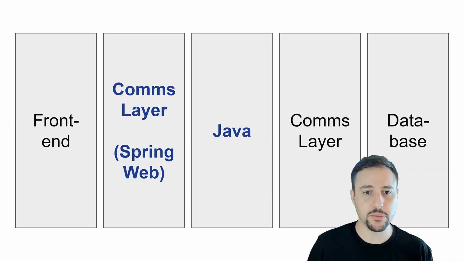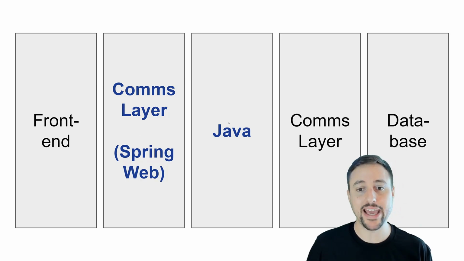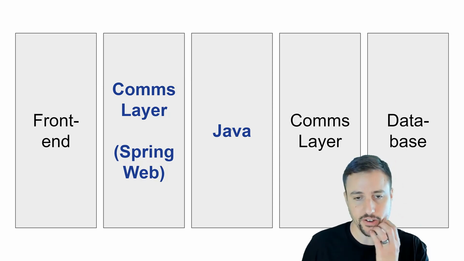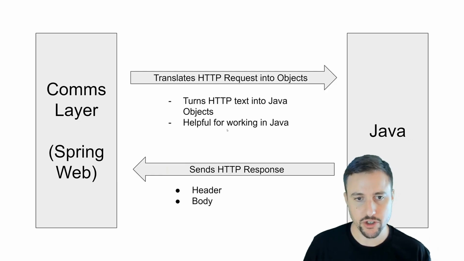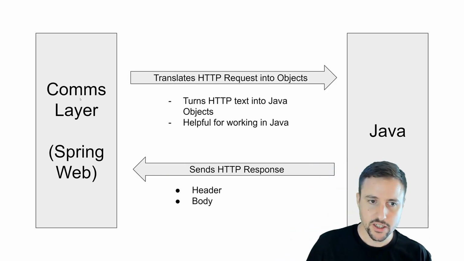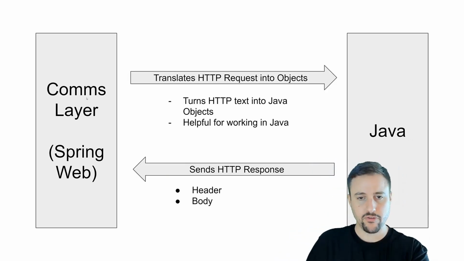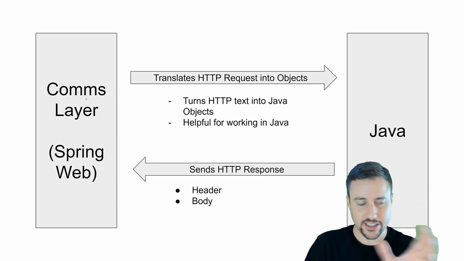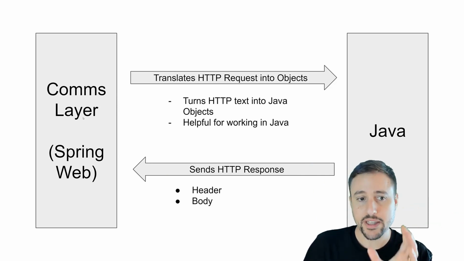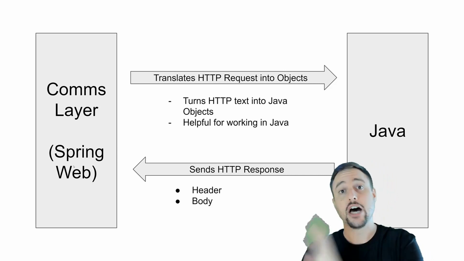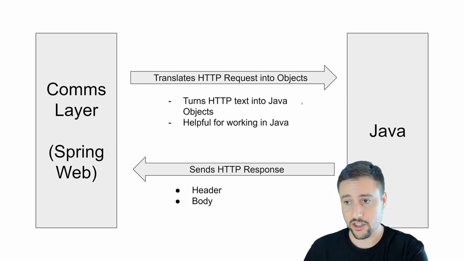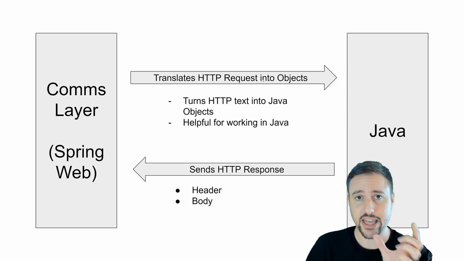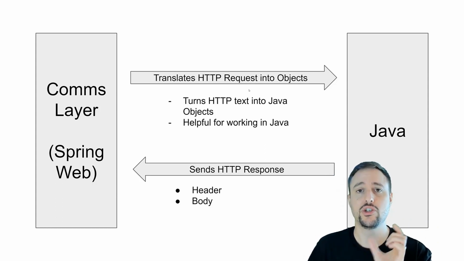Now let's talk about the communication layer, Spring Web, and how it talks to the Java layer, or the server-side layer, which is the Java language. Okay? So how does that work? When the first message comes from the front end and hits the communication layer, it does all the stuff that I said it would do, but then the communication layer, Spring Web, on the other side of this equation, when it's talking to Java, translates that request into Java objects.